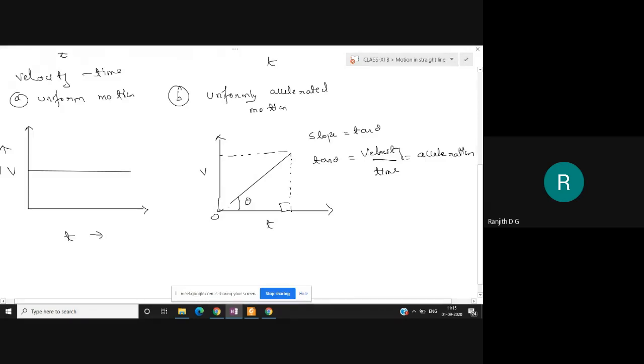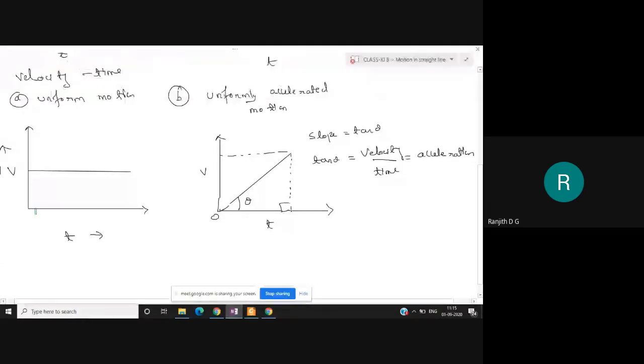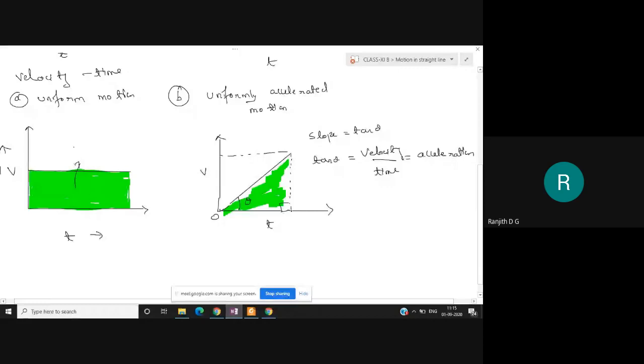So the slope of the velocity time graph gives you the acceleration. That is the important thing you need to know. This you learned in the 9th standard also. Now another important thing you need to know: what does the area under the velocity time graph represent? I'm shading that area. It represents displacement. I'm not talking about a speed versus time graph. In the velocity versus time graph, this area gives you the displacement.